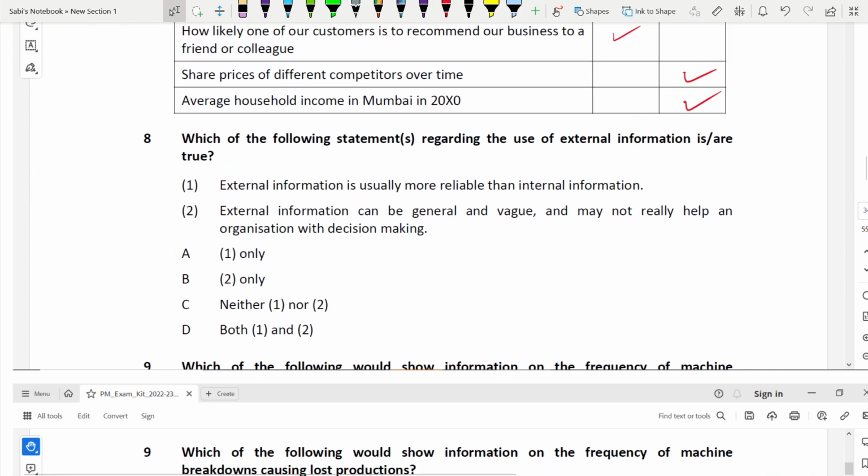8. Which one of the following regarding the use of external information is or are true? Sometimes only one could be true, or both could be true, or none could be true. First statement, and be very careful in this type of question where statements are given. Why? Students are often likely to mess up in statements more than in other types of question. So first, external information is usually more reliable than internal. Second, external information can be general and vague and not really help an organization with decision making. Tell me which one is true.